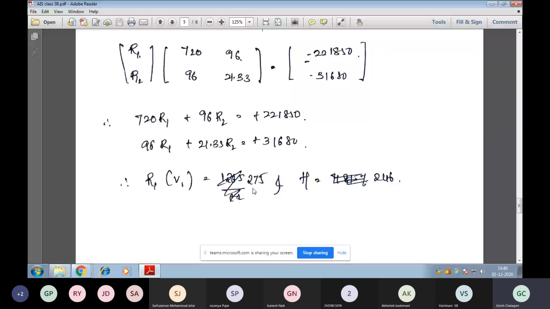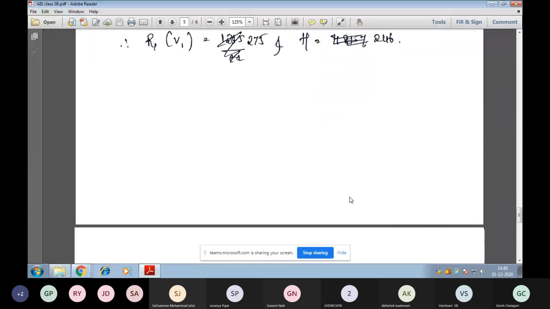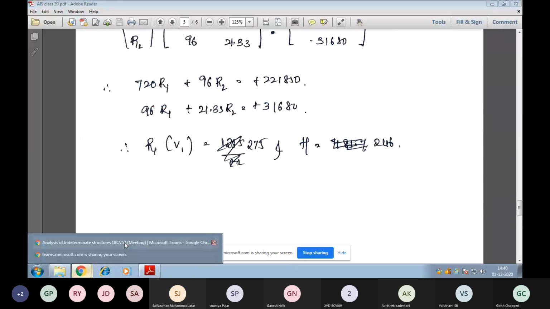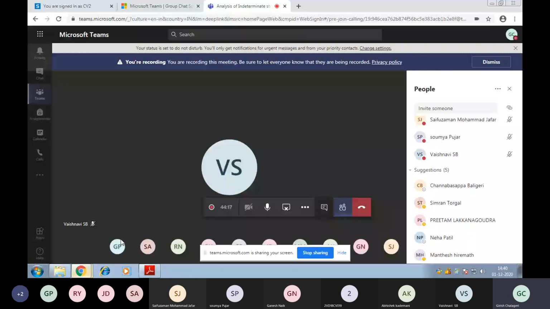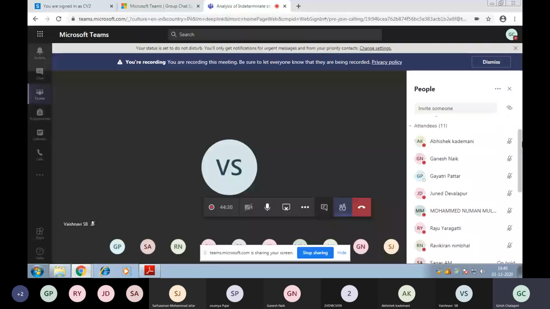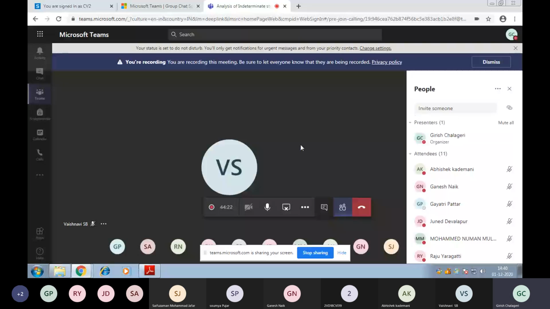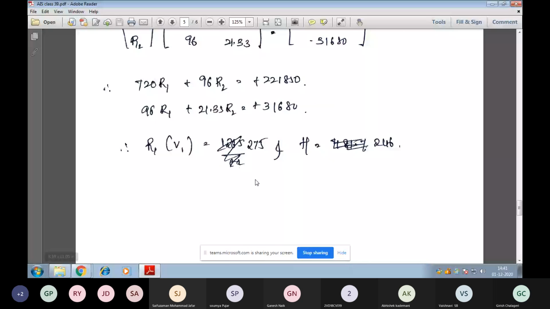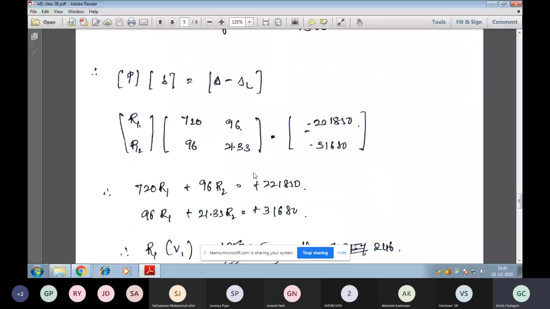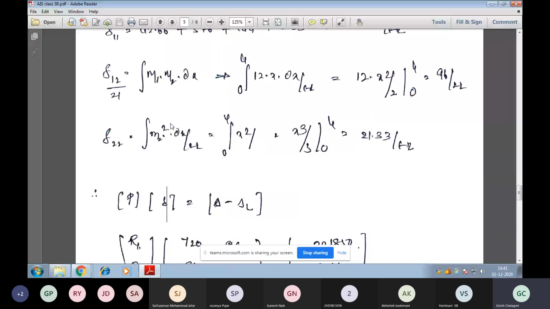is 275 by EI, and the horizontal force we get is 246 by EI. So this is how it is when it is given with frames, whether it is a bent frame or a full frame, the methods remain the same. Only thing is that here we go with the integration method. This formula is the same. Only for finding delta L and small delta, we need to go for the integration method.